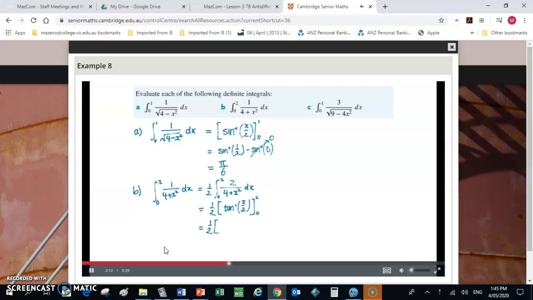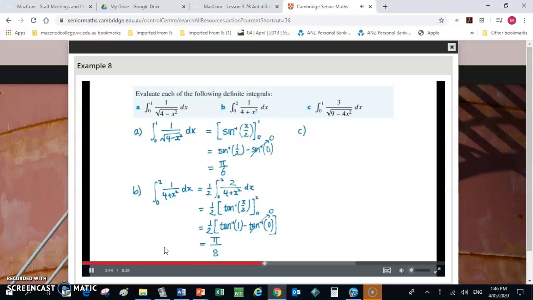It's a half tan inverse of 2 on 2 minus a half tan inverse of 0 on 2. And of course 0 on 2 is 0, tan inverse of 0 is 0. Now we know from exact angles the tan inverse of 1 is pi on 4. So this is going to be 1 half of pi on 4, which gives you pi over 8.